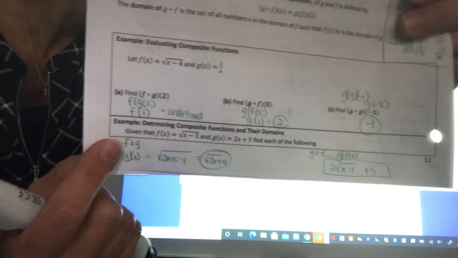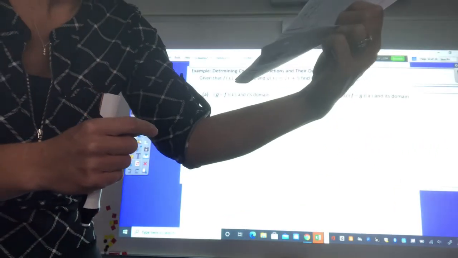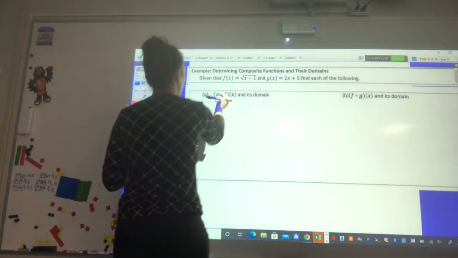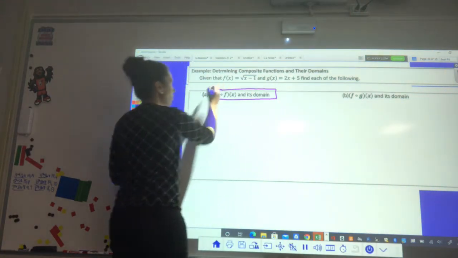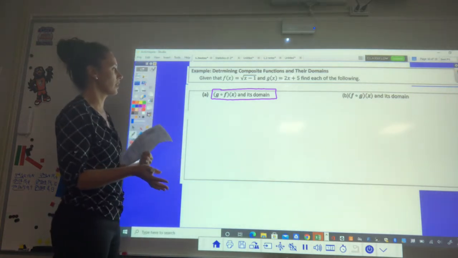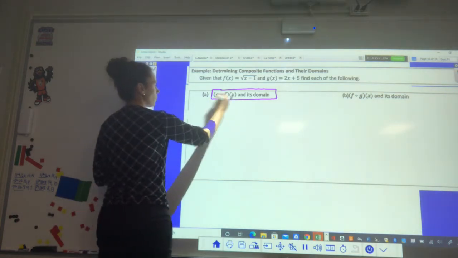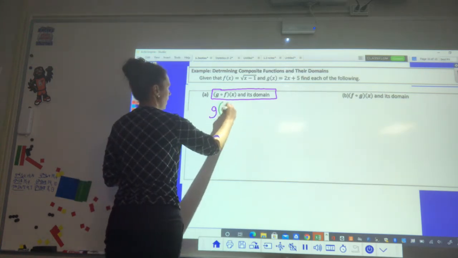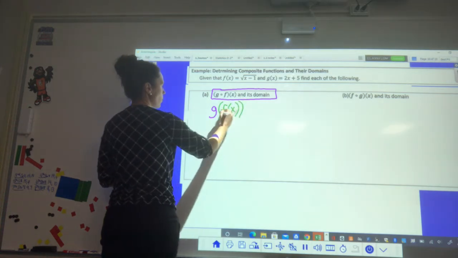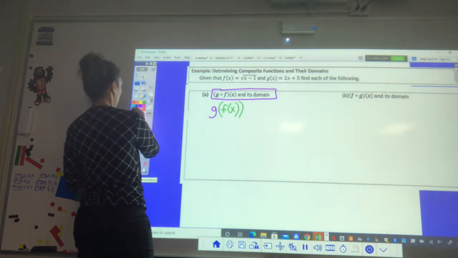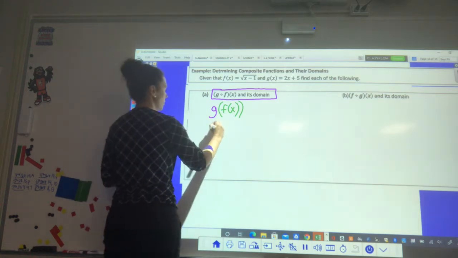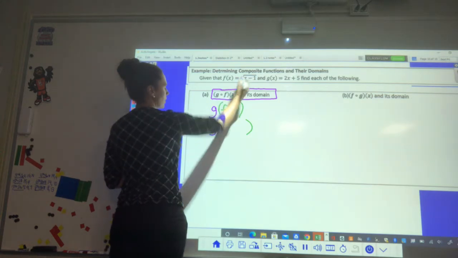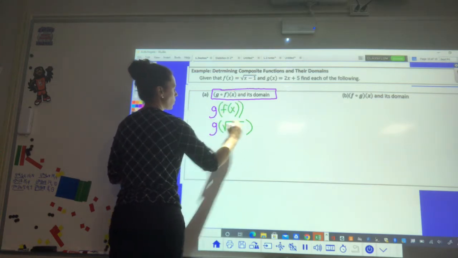So question A is find g of f. Oh, and I have that written, I have it backwards on mine. That's okay. We're going to do g of f first because that's what it says here. So this time we're not plugging in any numbers, we're just plugging in the functions. So we can rewrite this as g of f of x. So step one is we're going to plug in f of x right there. So I'm going to leave my g here, and then in place of f of x, I'm going to write what f of x is. Square root of x minus 1.